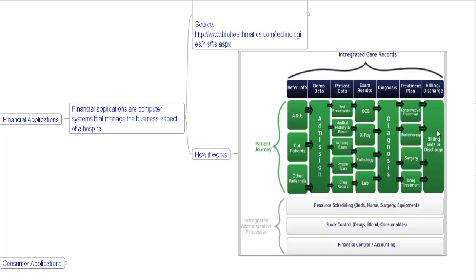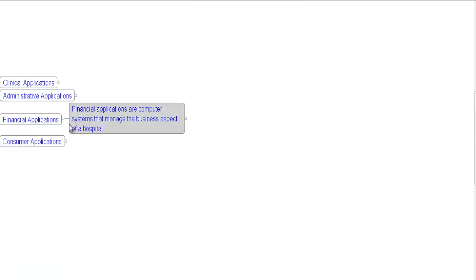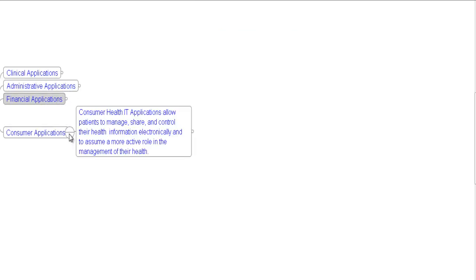Under the integrated administrative process, this part, resource scheduling, stock control, and financial records are captured and used during and after patient treatment. Now let's explore the next topic, consumer applications. Consumer health IT applications allow patients to manage, share, and control their health information electronically and to assume a more active role in the management of their health.